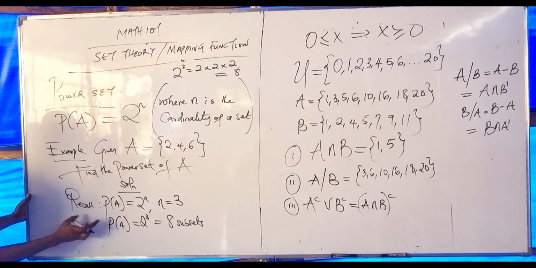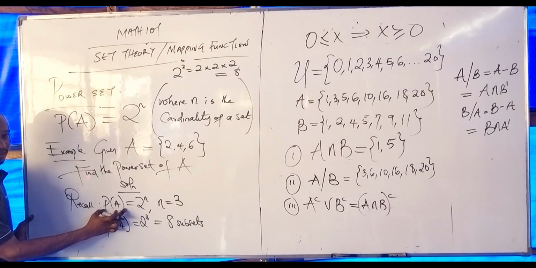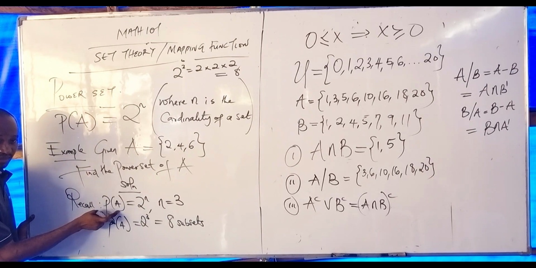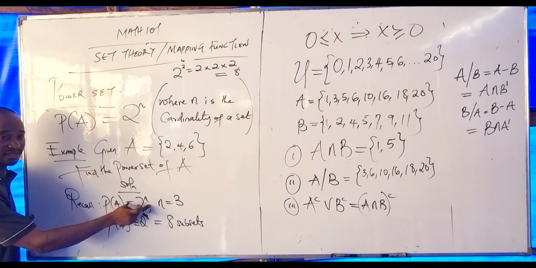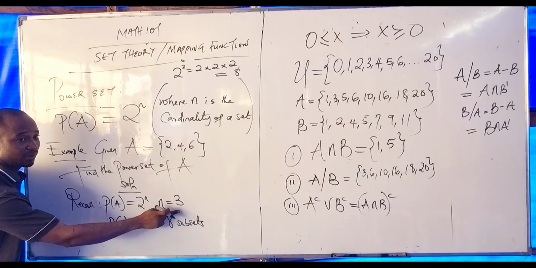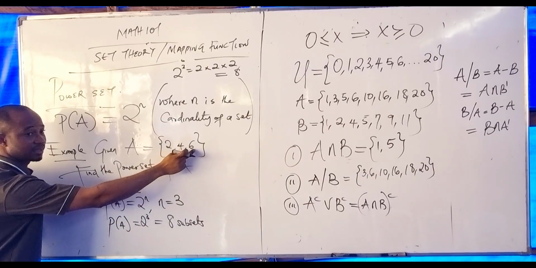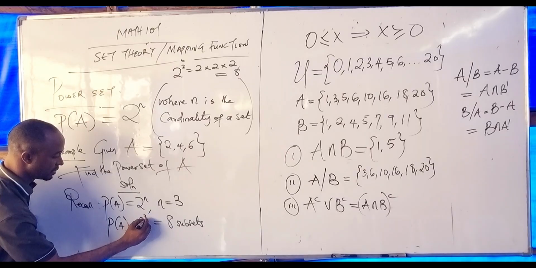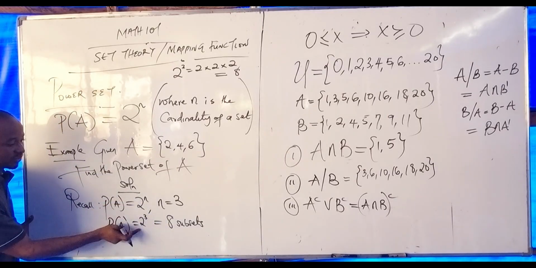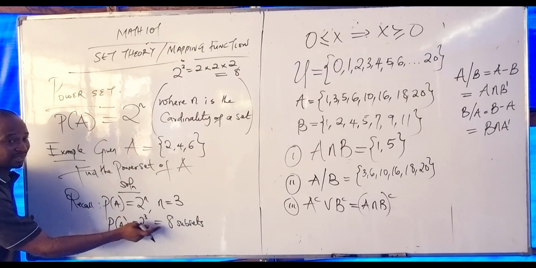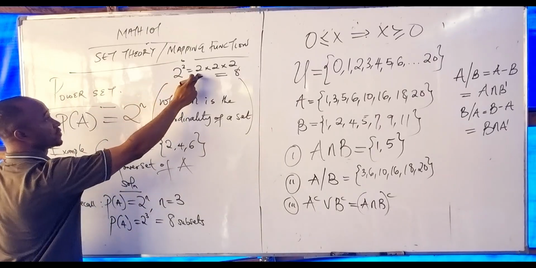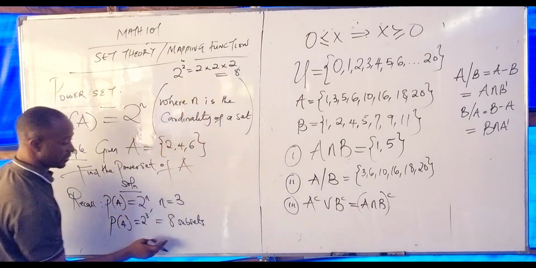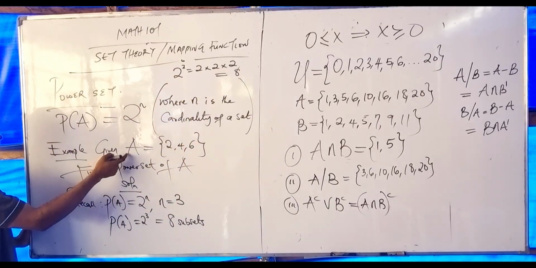Recall, the power set formula is what? P of A means the power set of A. The formula is 2 raised to the power n. N is 3, since we have 1, 2, 3 elements. So we have 2 raised to the power 3, which is 2 times 2 times 2, which is 8.